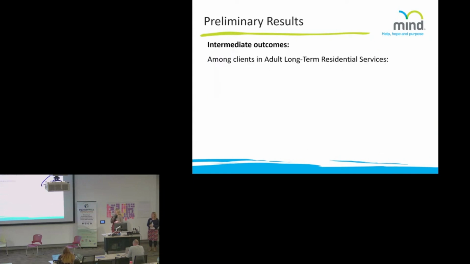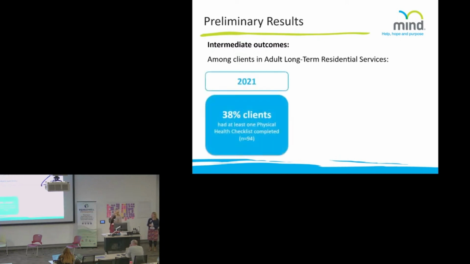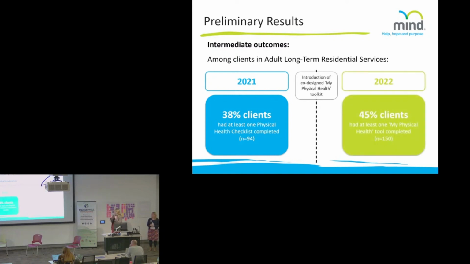So that's, I guess, the plan, and we're yet to complete all of that, but we've pulled together some preliminary results just focusing on residential services. And so this analysis is just based on adults in long-term residential services. So these are supported independent living services, usually 12 months or more. And I looked at for what proportion of clients did they have a physical health checklist completed in 2021 compared to after the new co-design tool was implemented in 2022, for what proportion of clients had a physical health tool completed then.